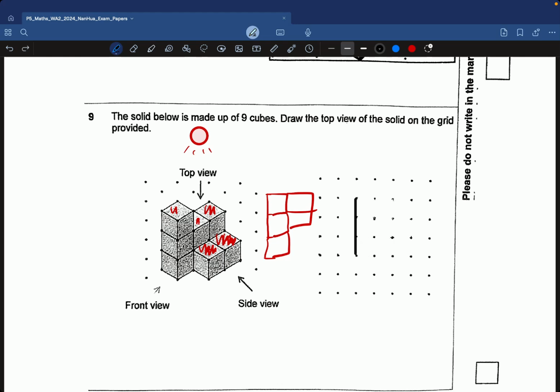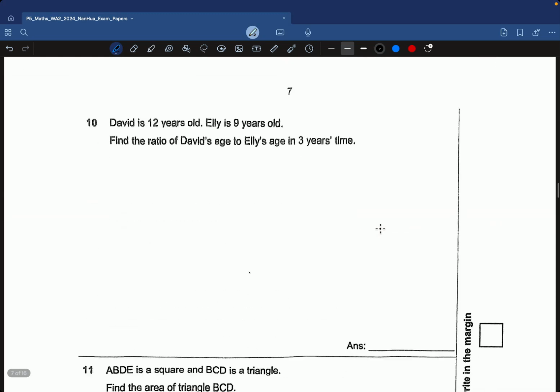Oops. Can I do this? 1, 2. 1, 2, 3, here, and here. That's basically it. And then we just connect the dots. That's what you see over here. Not so perfect, but it actually looks like this. All right. So the front view is there, the side view is over there. There you go. Let's move on to the next question.